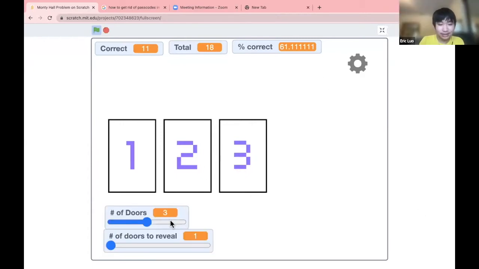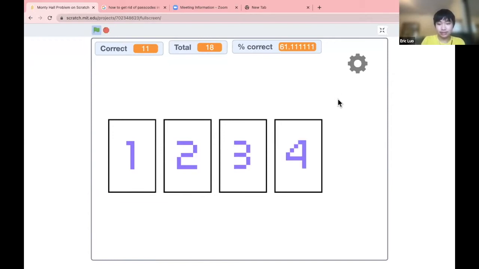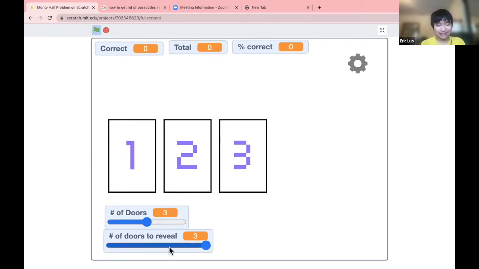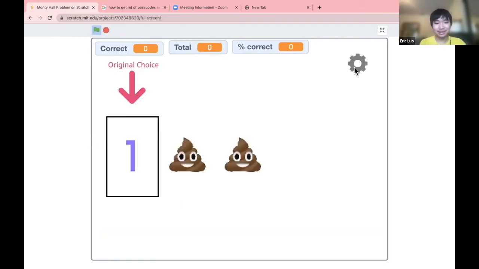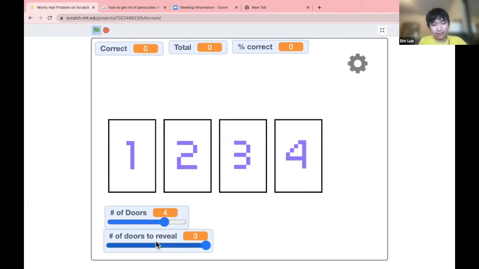Okay, let's have a look at 4 doors and revealing 2 doors. Do you guys want to first do the experiment, or do you want to just estimate? Could we do 3 doors and reveal 3 doors? Unfortunately, if you do that, then my program will break. It'll crash. But if we have 4 doors, then we can reveal 2 doors.